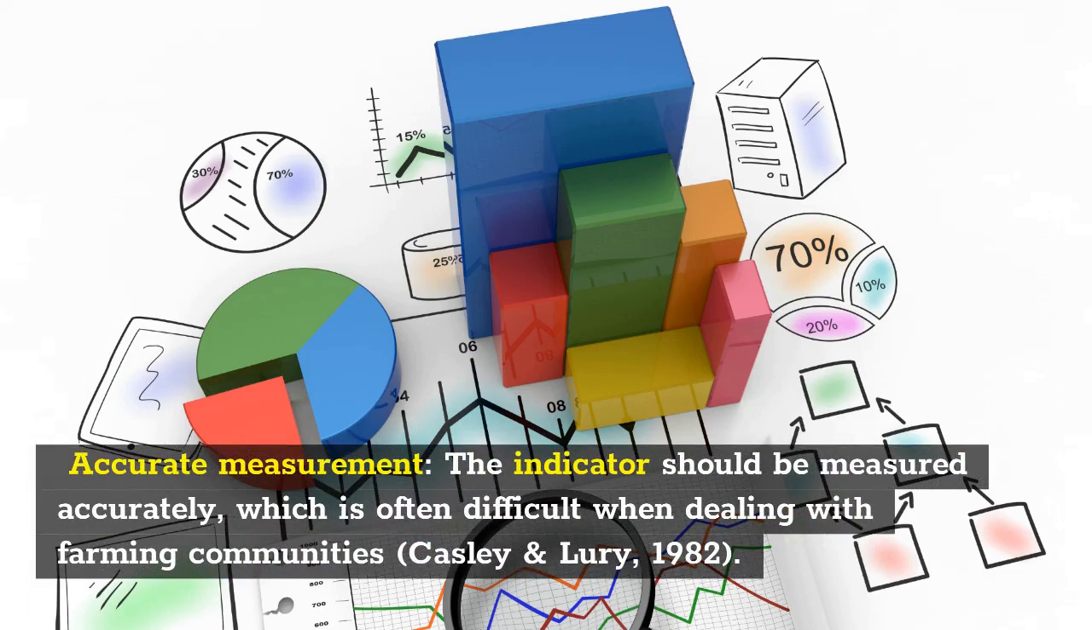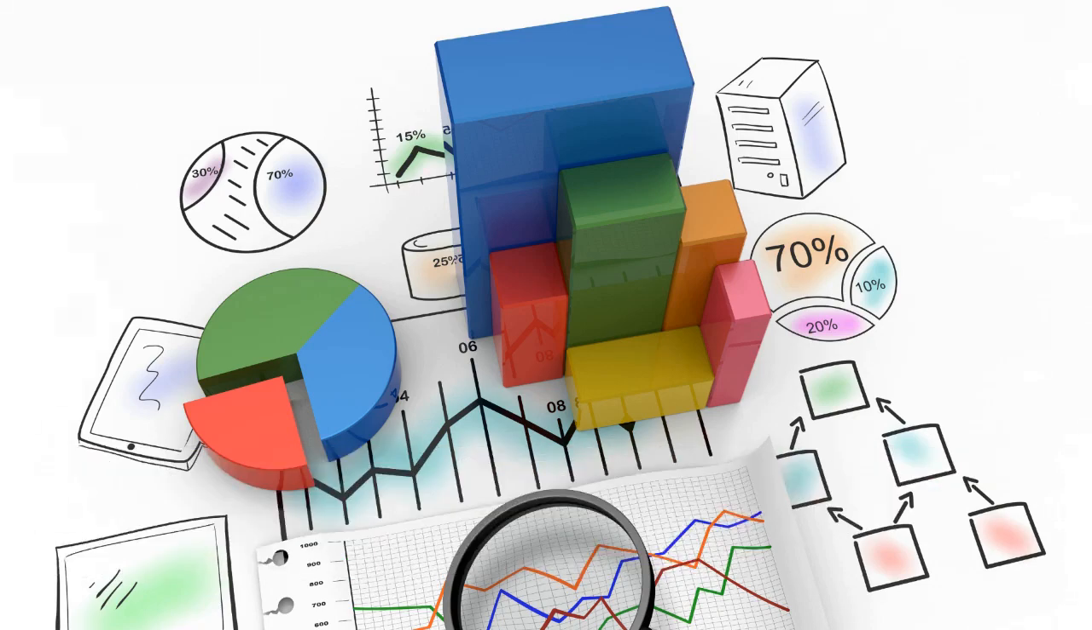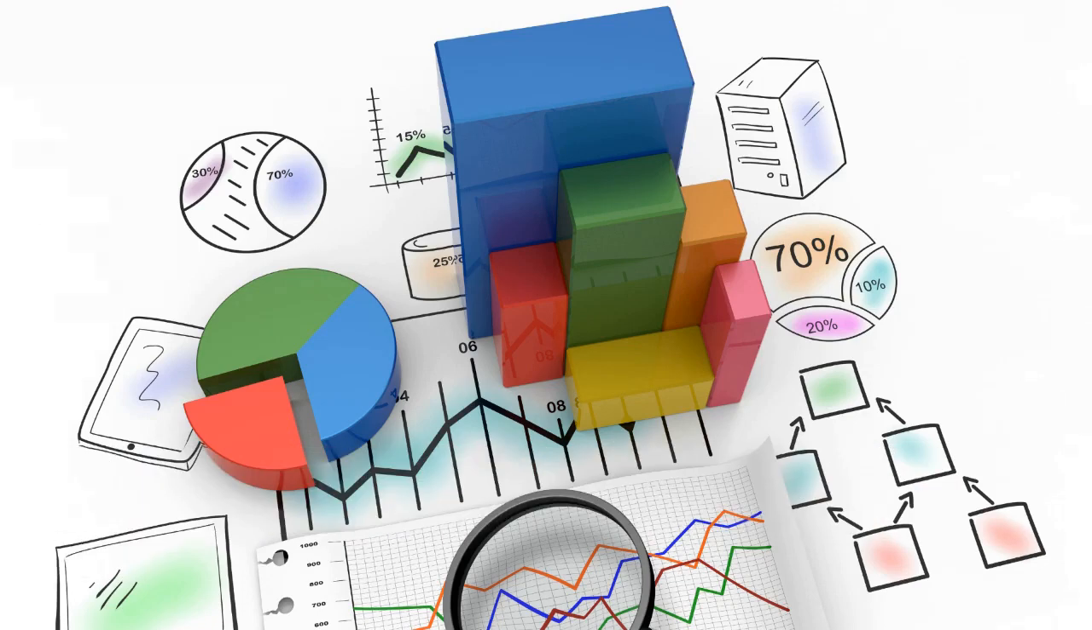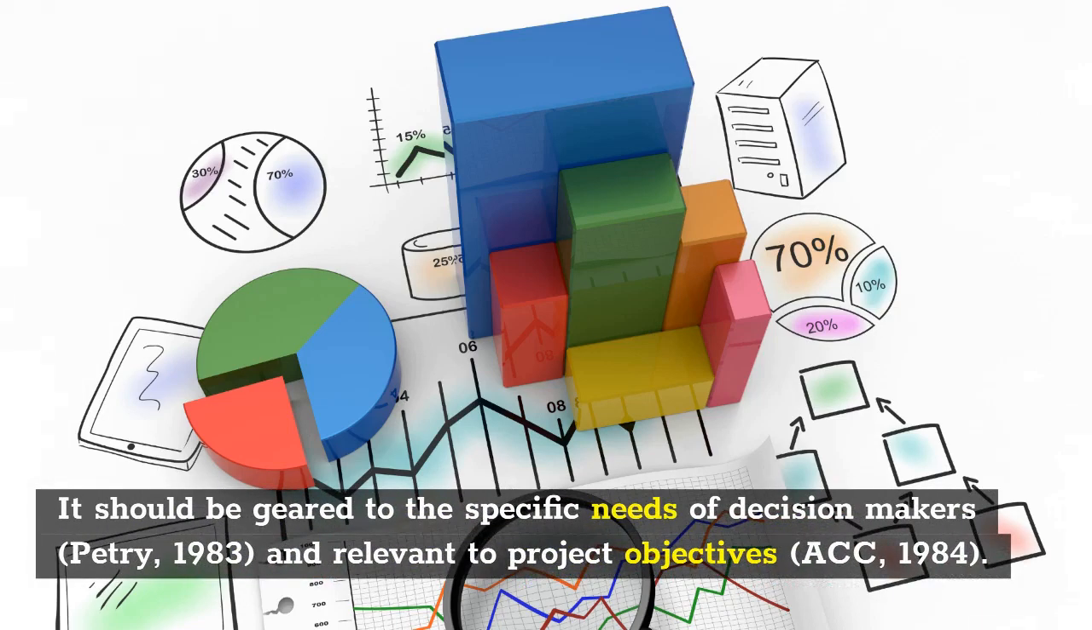Accurate measurement: the indicator should be measured accurately, which is often difficult when dealing with farming communities, Castley and Lurie, 1982. Validity: the indicator should actually measure what it is supposed to measure, ACC, 1984, FAO, 1988. See also Ga et al., 1988. Relevance: it should be geared to the specific needs of decision makers, Petrie, 1983, and relevant to project objectives, ACC, 1984.